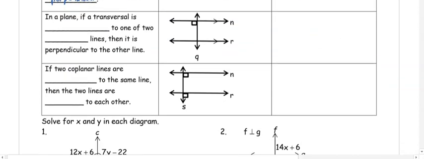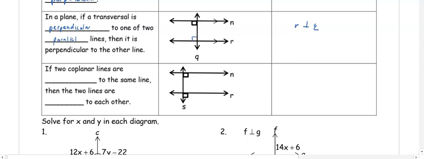In a plane, if a transversal is perpendicular to one of two parallel lines, then it is perpendicular to the other line. So in this case, N and Q are perpendicular, so that means that R and Q are also perpendicular.